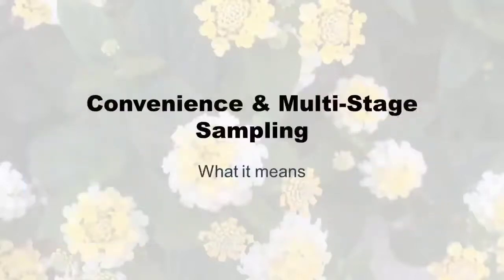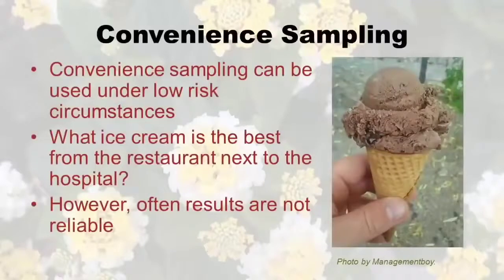Now I'm finally going to talk about the last two types of sampling that I'm going to cover in this lecture: convenience sampling and multi-stage sampling. They're both a little quick, so I'm going to just cover them quickly. First, we're going to start by talking about convenience sampling, and we like that name, right? It's convenient.